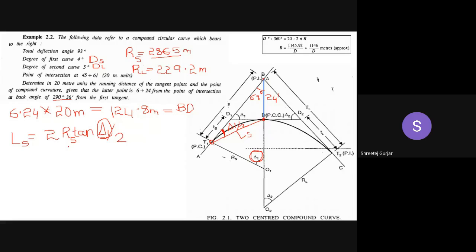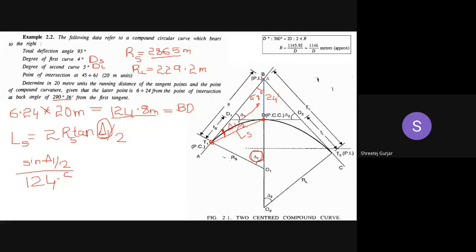In triangle T1BD, using Lami's theorem, I will write sine. I will consider first this delta 1 by 2, sine delta 1 by 2, divided by the opposite side. The opposite side to this angle is BD, right? The distance BD is 124.8, right?